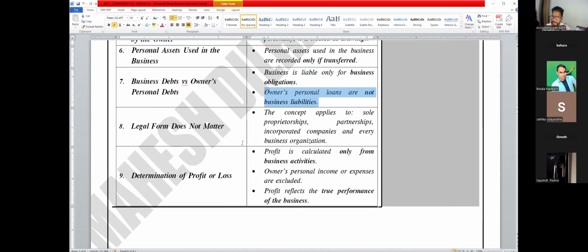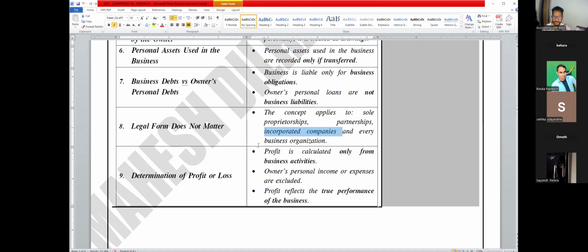See, legal form does not matter. This I told you. Here the legal form means legal personality. It does not matter. This concept applies to sole proprietorships, partnerships, incorporated companies, and every business organization. For your records, sole proprietorships and partnerships do not have legal personality. Still, the accounting unit concept applies. But incorporated companies have a legal personality, and to them also, the accounting unit concept is well applied.